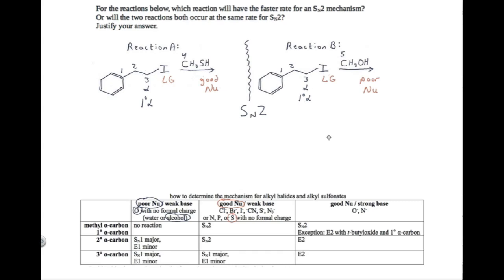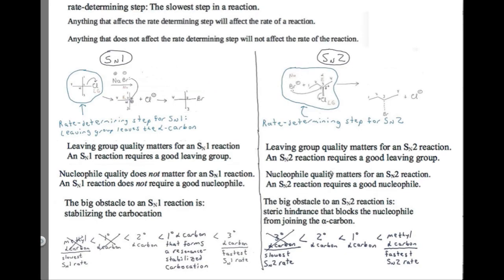Now, does nucleophile quality affect the rate of an SN2 reaction? Well, yes, we've learned that nucleophile quality does affect the rate for SN2. In the previous video, we learned that nucleophile quality does matter for the rate of an SN2 reaction. Why? Because the nucleophile participates in the rate-determining step for SN2, so having a better nucleophile allows an SN2 reaction to proceed more quickly.